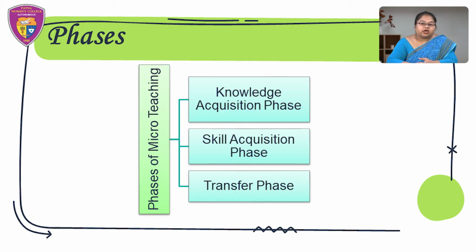Next is skill acquisition phase. It is the interactive phase. Here, the trainees gain mastery over the skills by observing, practicing, and getting feedback on their micro lessons and repeating it till the attainment of desired level of mastery over the skill. Next is the transfer phase. It is the post-active phase, where the now mastered skills are transferred to actual classroom teaching, combining and integrating the various skills in real classroom situations.